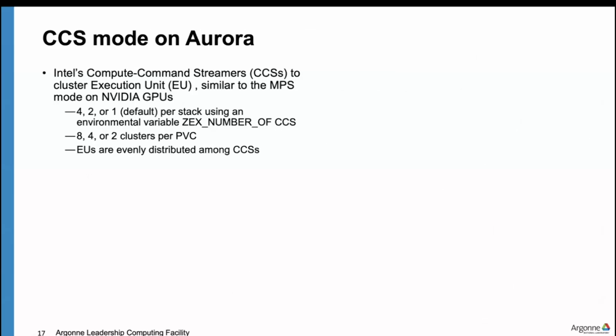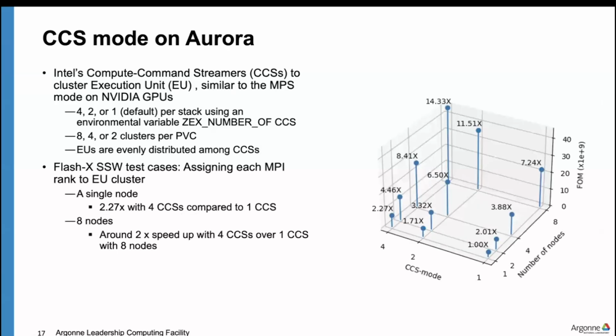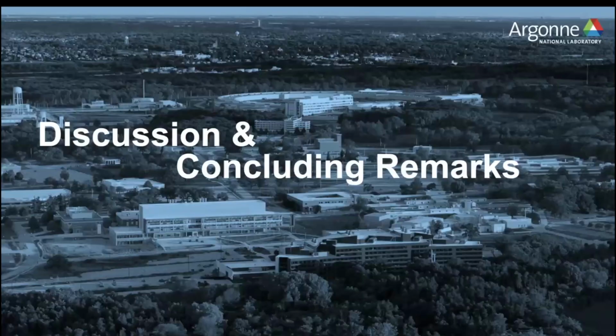And then, as Tim mentioned before, on the Aurora side there is a CCS mode, compute command streamer mode, which is somewhat similar to MPS mode on the NVIDIA side. With that option, for the FlashX application, with the same workload using the CCS mode, we could get around a 2x speedup. So yeah, that's our observation.